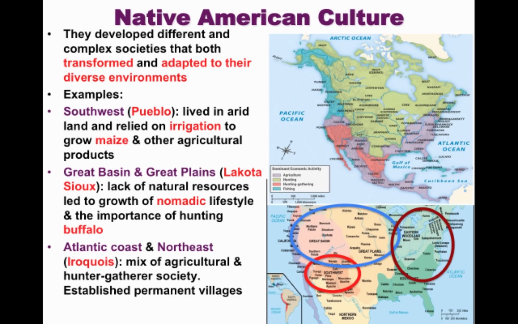And then of course you have the Atlantic coast and the Northeast Native American cultures represented with the Iroquois tribe. In this region you see a mix of agricultural and a hunter-gatherer society. There is going to be the establishment of permanent villages in many of these areas, and you could see the influence of Native American tribes such as the Iroquois Confederation in their relationship with the French, the English, and the Dutch in the years to come.